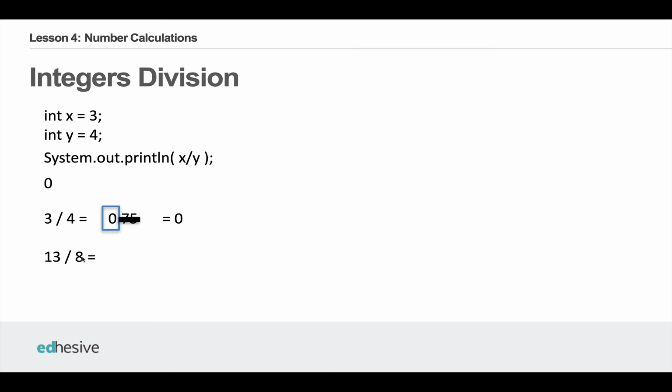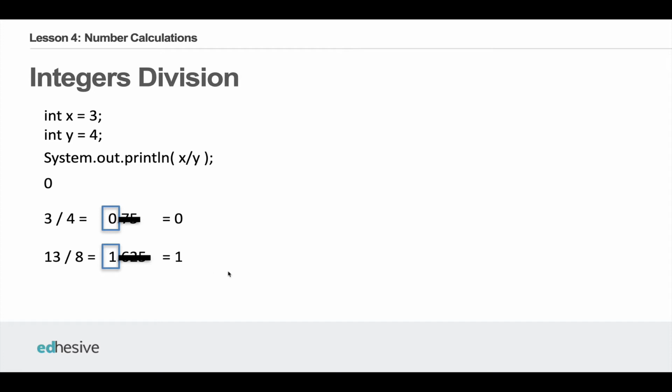So one more, if I did 13 divided by 8, if you look at your calculator, you get 1.625. If these are both integers, well then, the only thing that Java can store in memory is the 1. And it completely truncates the 625. So if you try to do the integer division, 13 divided by 8 in Java, it's going to give you the number 1. Hopefully that is clear to you. If not, please reach out to me and I will explain it until you get it.